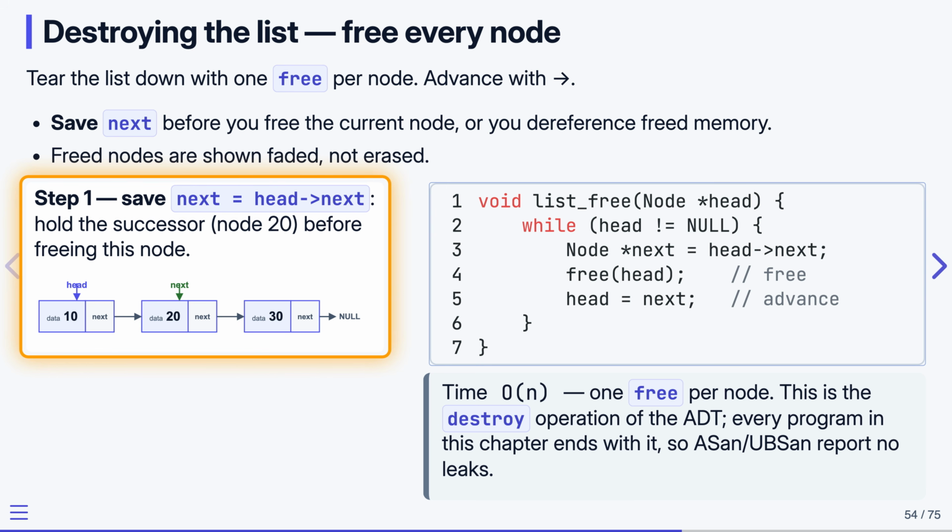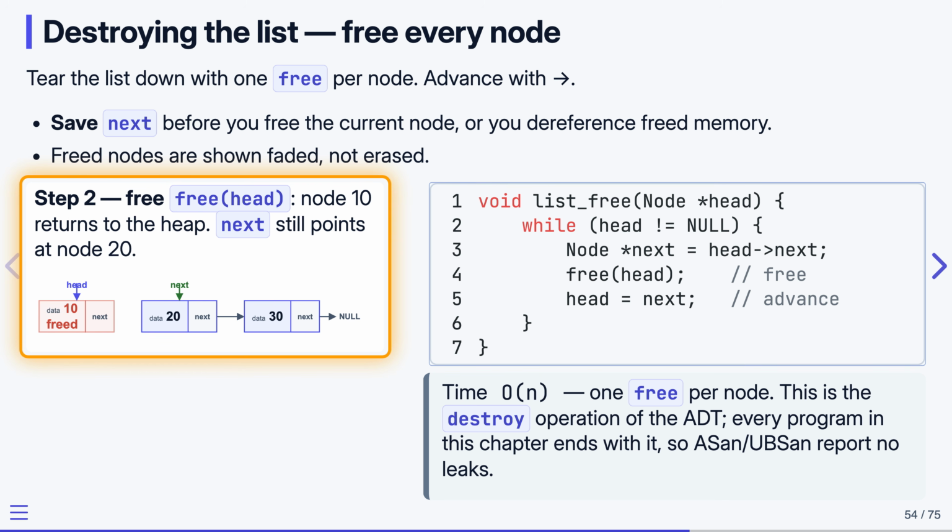When we are done with a list, we must tear it down. Every node came from malloc, so every node needs one free. Let's trace one loop turn on 10, 20, 30. Step 1, save. We run next = head->next. This holds the successor node 20 before we free the current node. Step 2, free. We run free(head). Node 10 goes back to the heap.